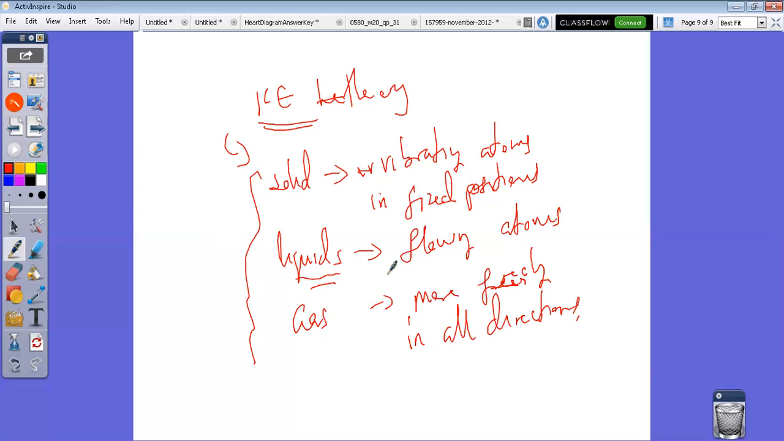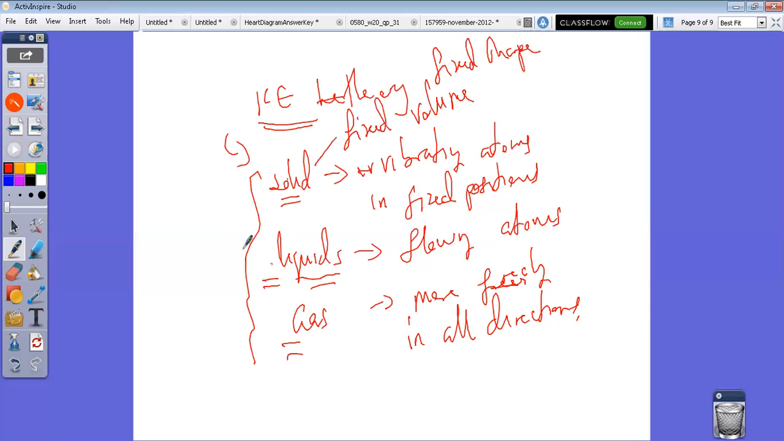Now, when we are comparing these three, we're talking of the arrangement of the particles. We should be able to compare them in terms of the volume. What can you say about the volume of a liquid, the volume of this, and the volume of that? And we should be able to talk about compression. So what can you say about solids? Solids have got a fixed volume. That's Form 2 stuff. Solids have a fixed shape, which of course can be irregular.